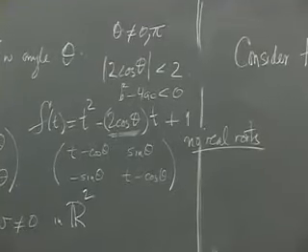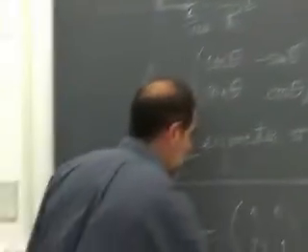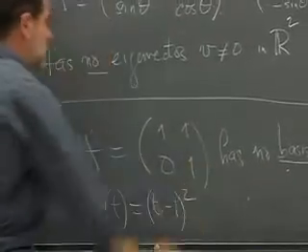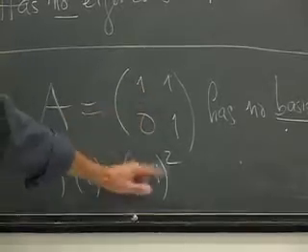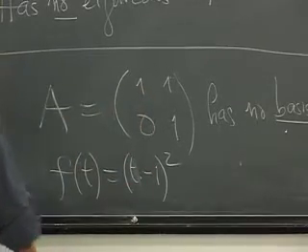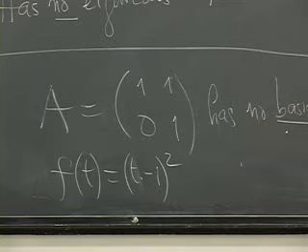In this case, the characteristic polynomial f of t just turns out to be t minus 1 squared. So you only get one distinct root, and we got an eigenvector for that root, but we don't get any other eigenvectors. Okay. Now, at this point, the situation becomes much more difficult. I'll just give you a simple version of it.